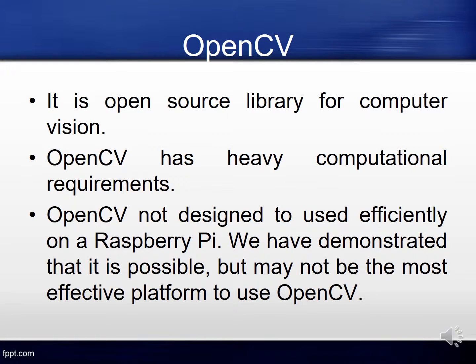OpenCV is an open source library for computer vision. OpenCV has heavy computational requirements. In this project, we have successfully installed OpenCV on a Raspberry Pi module. It took us quite some time to install OpenCV on our Raspberry Pi Model B+. OpenCV is not actually designed to be used efficiently on the Raspberry Pi module, but we have demonstrated that it is indeed possible to install and use OpenCV on Raspberry Pis.